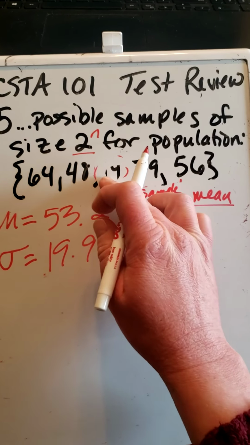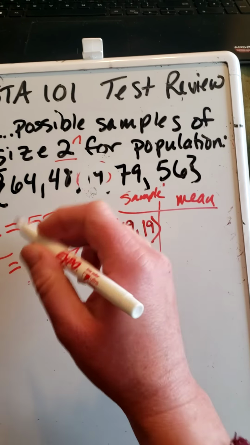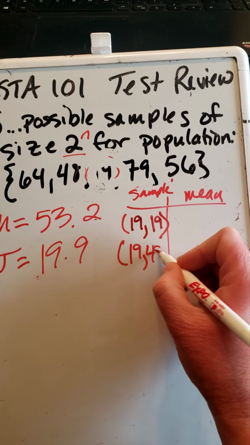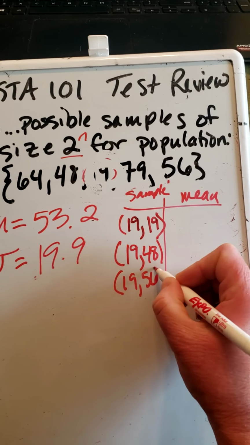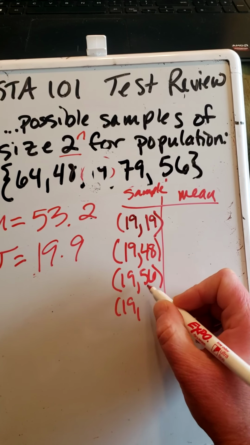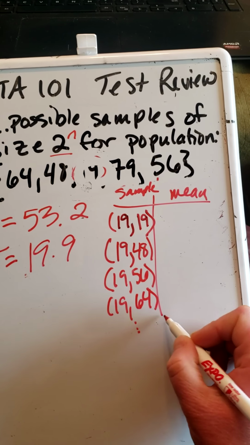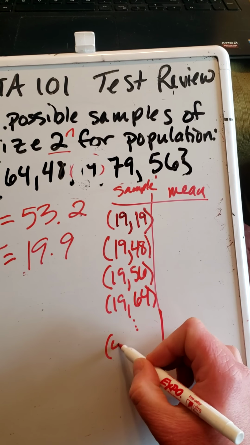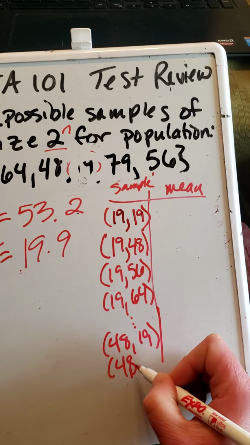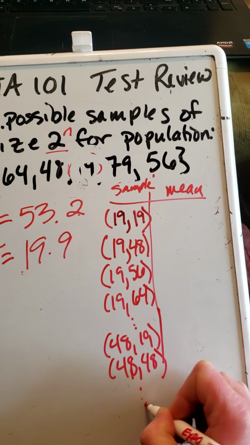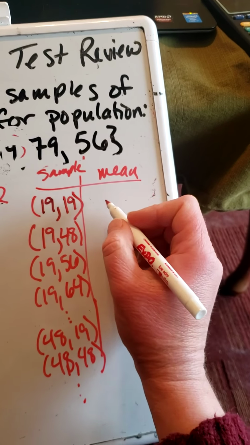Then I'd put that 19 back. Let's say I got a 19 again. You kind of want to do this systematically. So then I'd have 48 as the next possible number, 19, and then I could get a 56, and then a 19 and 64, and so forth. And then go through and you could start with 48. You could get 19, you could get 48, and 48, and so forth. And you kind of go through and do that until you'd have all of them. So it'd be kind of a big list. And then you'd find the means of each one.